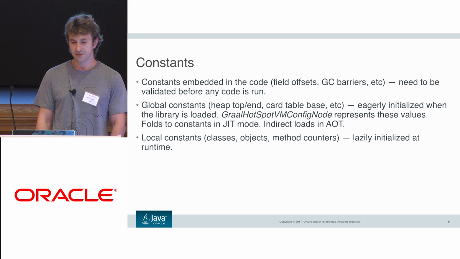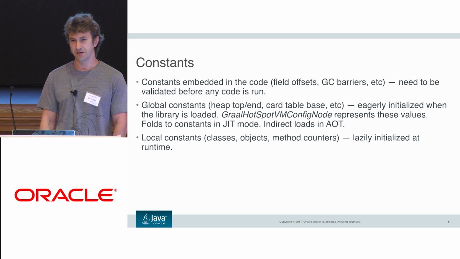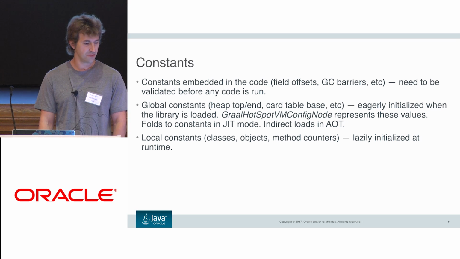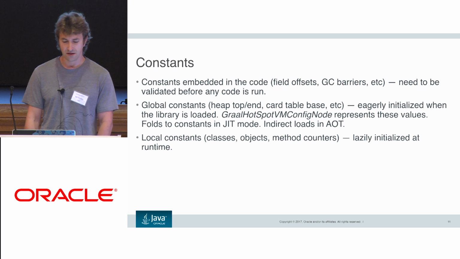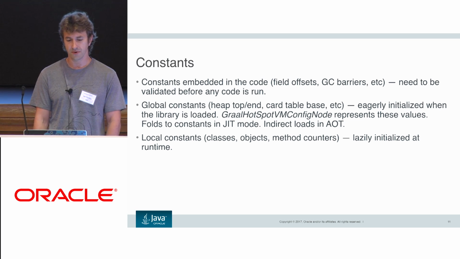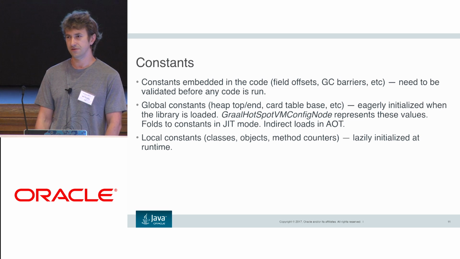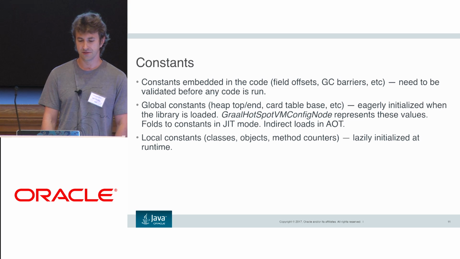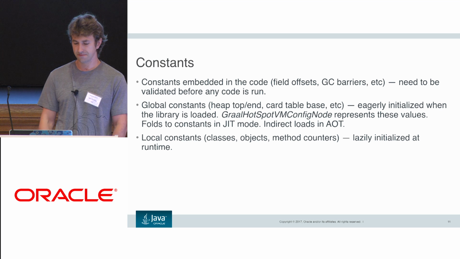Then there are global constants, things such as heap top end pointers, card table base pointers, etc. Those are eagerly initialized when we load the library. We abstracted them away with a new node that basically folds into a constant in JIT mode, as you would expect, and is lowered into an indirect load in AOT. And then there are local constants, things such as classes, objects, method counters that we need for tier compilation.